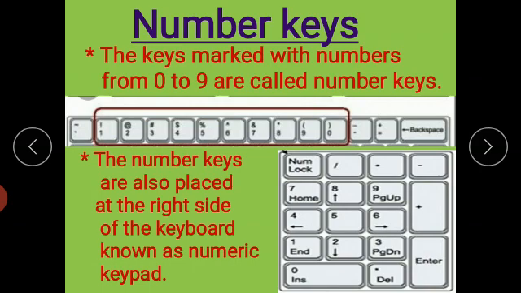Are you getting, children? See, there are two sets of number keys on the keyboard. Number keys 0 to 9: 0, 1, 2, 3, 4, 5, 6, 7, 8, 9. These keys are present in two sets. First, at the top of the alphabet keys, and the second on the right side of the keyboard. There is a numeric keypad. It can be used to enter numeric data easily and quickly. Are you getting, children? Now move on.